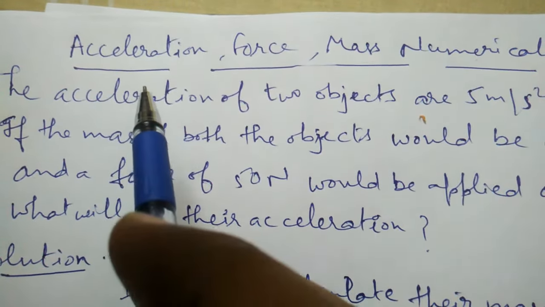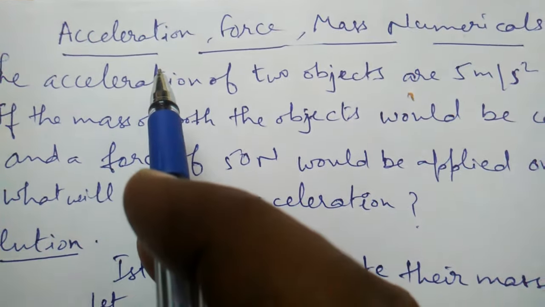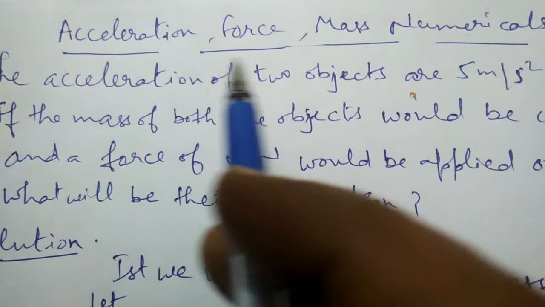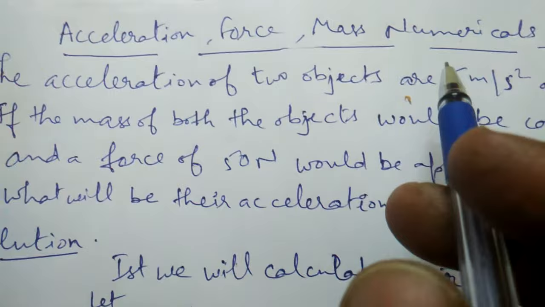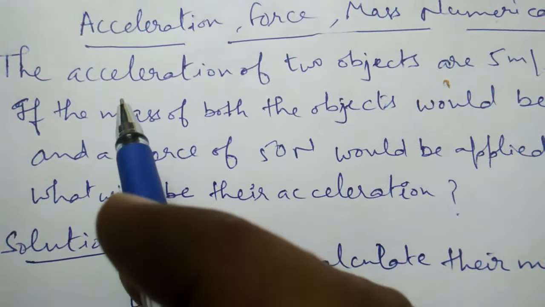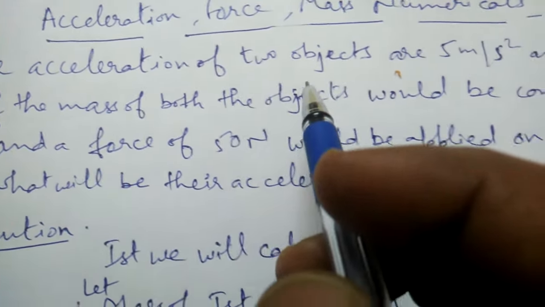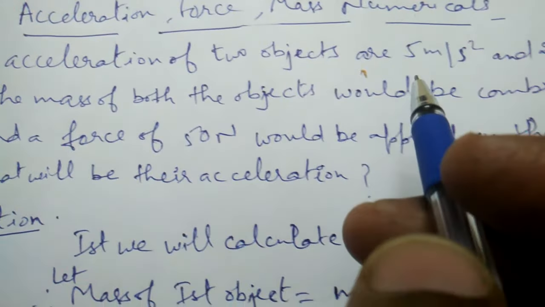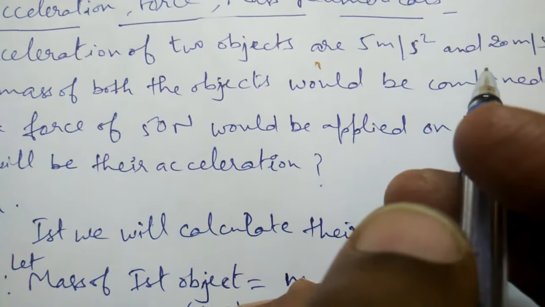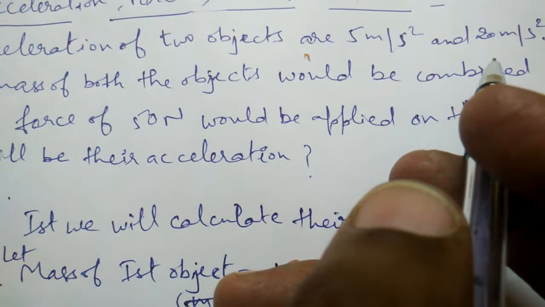Today we will solve a numerical based on acceleration, force and mass. The statement of the numerical is: the accelerations of two objects are 5 meter per second square and 20 meter per second square.